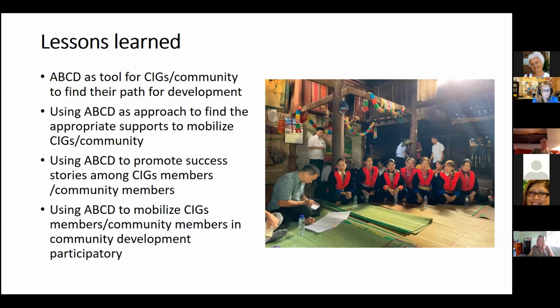Finally, we use ABCD to mobilize CIG members in participatory community development. Before, their participation was at a very low level, but now we can see the cooperation within groups and between groups also increasing. We think that ABCD has already helped develop CIGs in Cao Bang in this case. That's the lesson we have so far. Next slide, please.